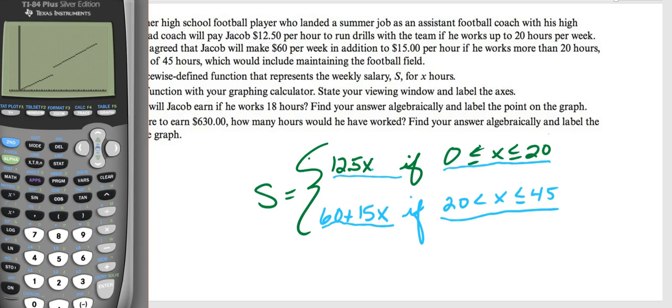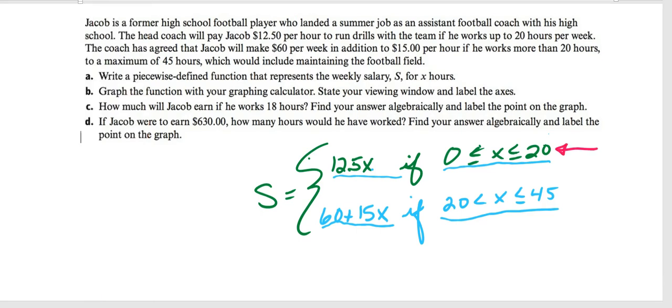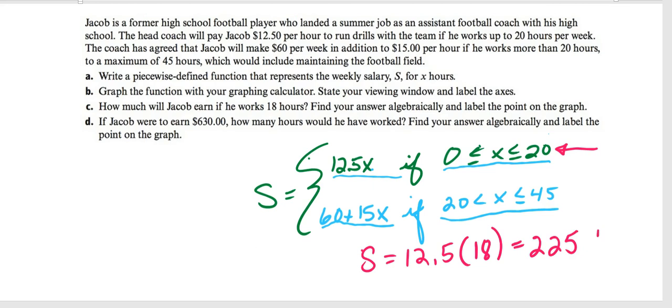Part C asks me how much Jacob will earn if he works 18 hours. A couple different ways we can do this. First of all, we can just look and say, well, 18 is definitely going to use this part of my piecewise function because it's between 0 and 20. So his salary would be 12.5 times 18 is $225.